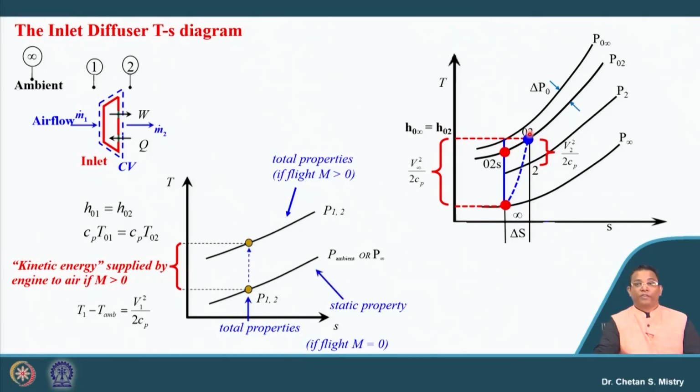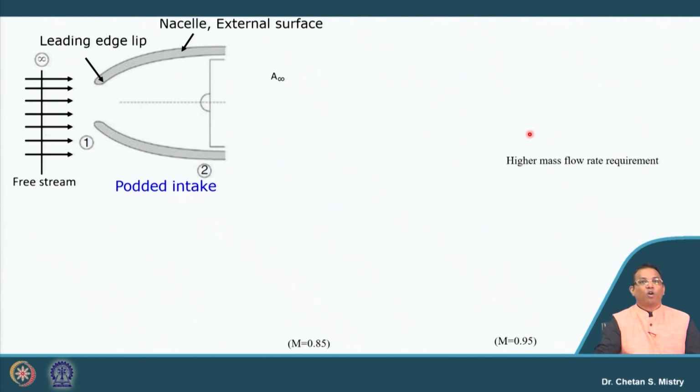So, we must realize this represents my inlet process on the HS diagram or TS diagram. Now, suppose this is my intake, and for that intake we are considering this as representing my free stream condition.